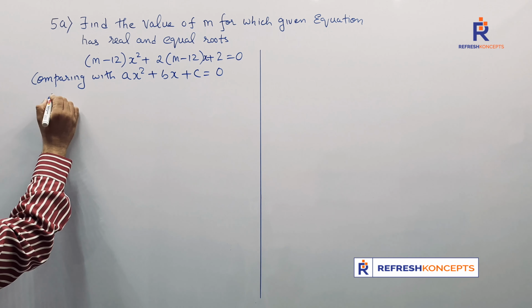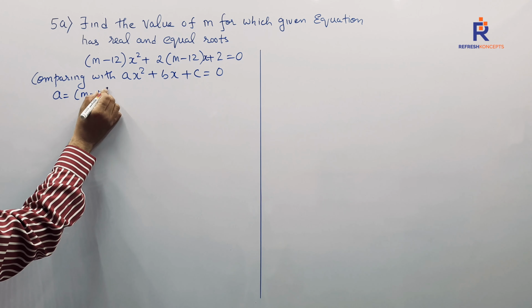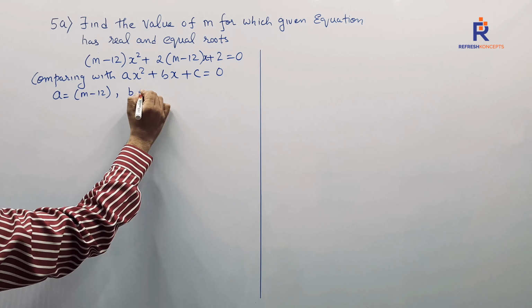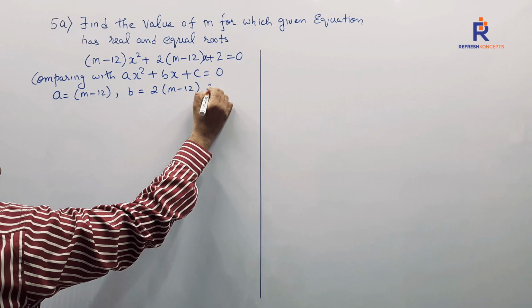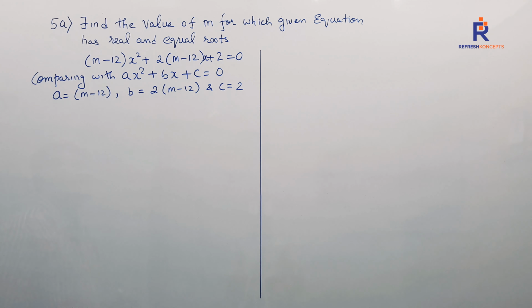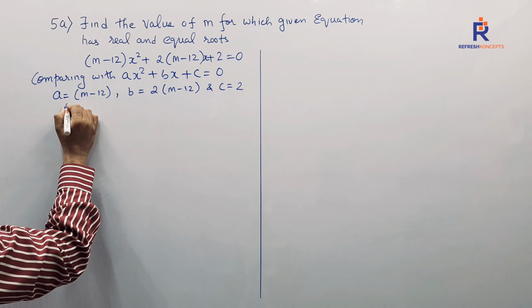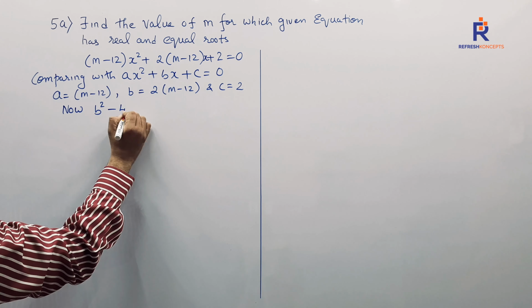Children, what is my a? My a turns out to be m minus 12. What is my b? My b turns out to be twice of m minus 12, and my c turns out to be 2. Comparing the above expression with ax square plus bx plus c, we got the values of a, b and c. Now what? We'll find out what b square minus 4ac is.